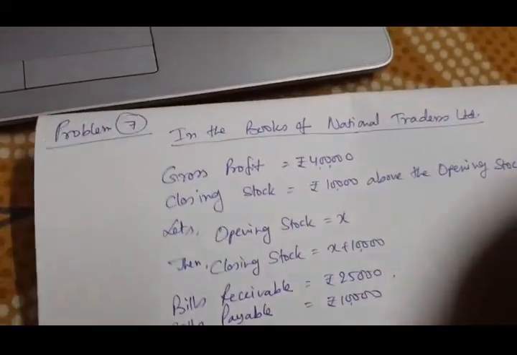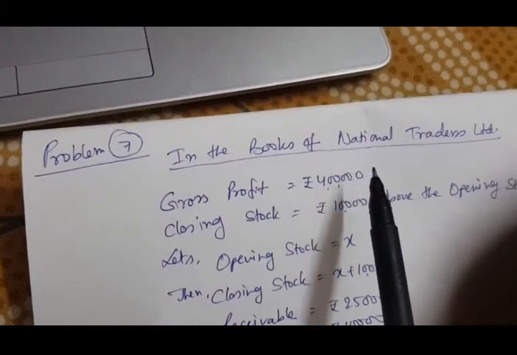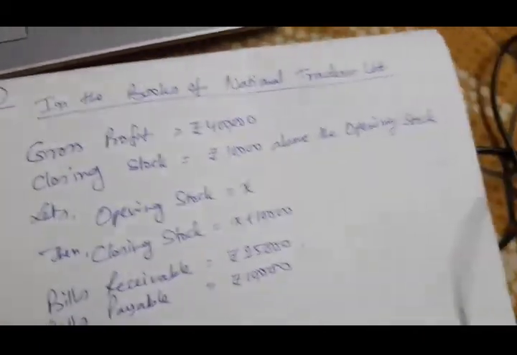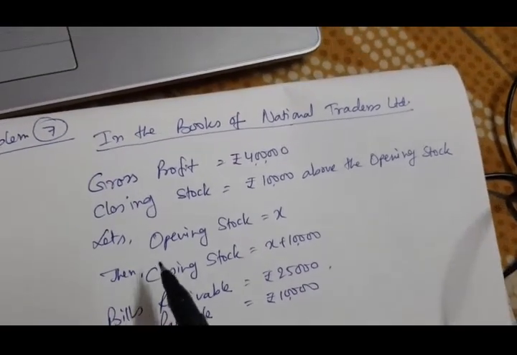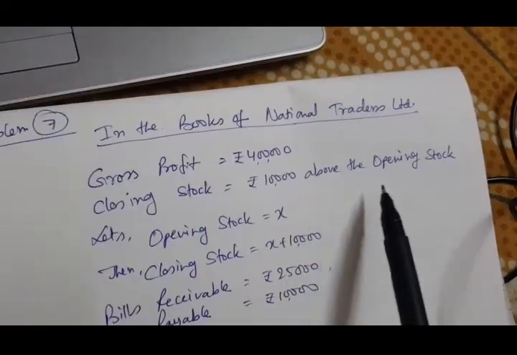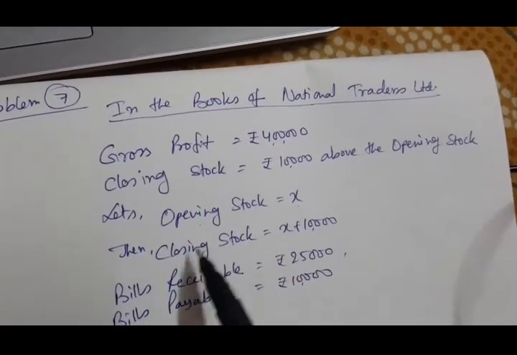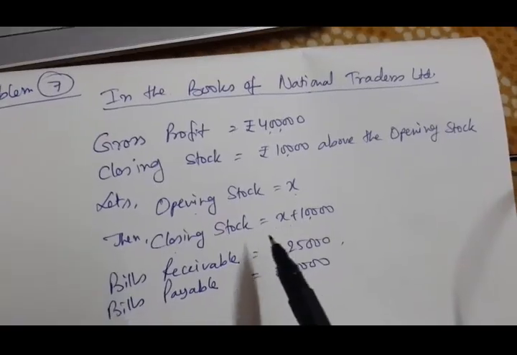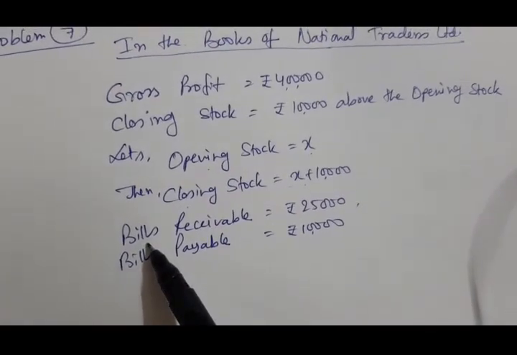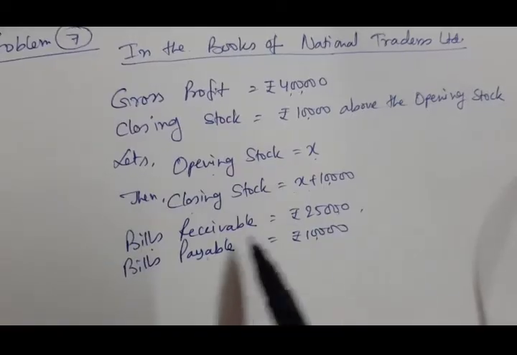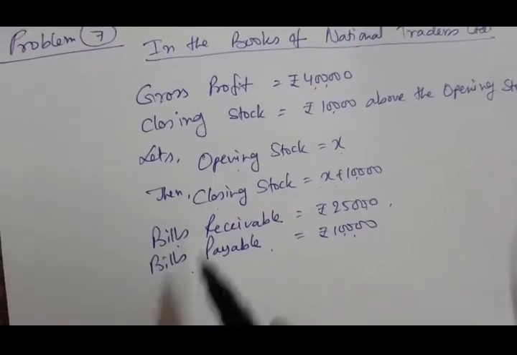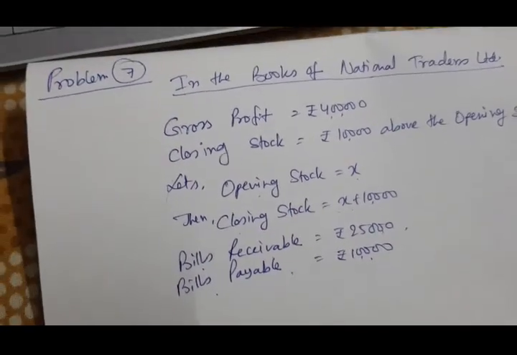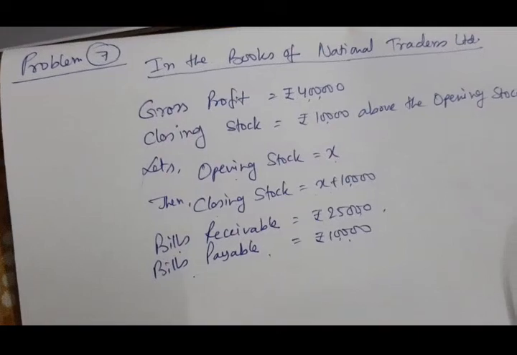Okay, now look at the solution. See here, first we are doing it on behalf of National Trader Limited. What information is available to us? First one is gross profit 4 lakh, closing stock 10,000 above the opening stock. Let opening stock be X, so closing stock will be X plus 10,000. Another information given over here is bills receivable 25,000 and bills payable 10,000. So first ratio which we can compute out of this is the gross profit ratio. Okay, so let us do it.